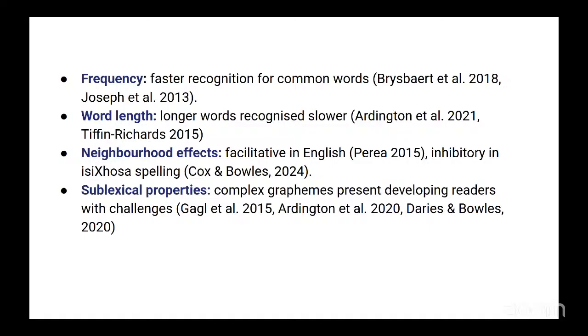So in English, neighborhoods have been found to be facilitatory. So they aid recognition. So the more similarly spelled words there are, the faster words are recognized. However, research by myself and Paige found that in Xhosa, specifically in Xhosa spelling, neighbors actually presented a challenge to learners, developing readers. And finally, at the sublexical level, sublexical meaning the individual letter level, complex graphemes or consonant sequences tend to present developing readers with challenges. So by that, I mean things like the ch in Xhosa or the aspirated k.